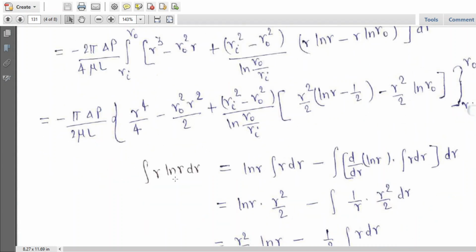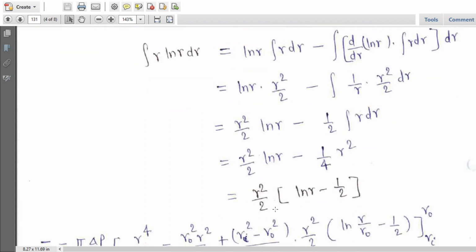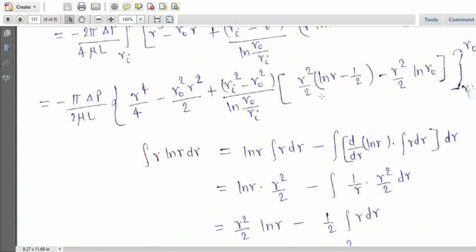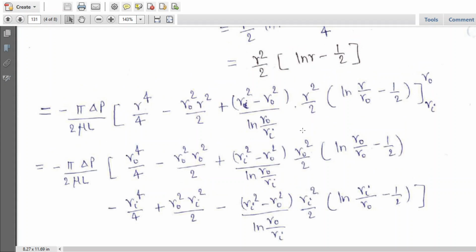So we are taking the integration of r ln r, which we can do by integrating in two parts, with ln r being considered as the first term. If we solve this, we get r square by 2 ln r minus 1 by 4 r square. So we can substitute this directly at this place. We simplify here, and you end up with these equations.